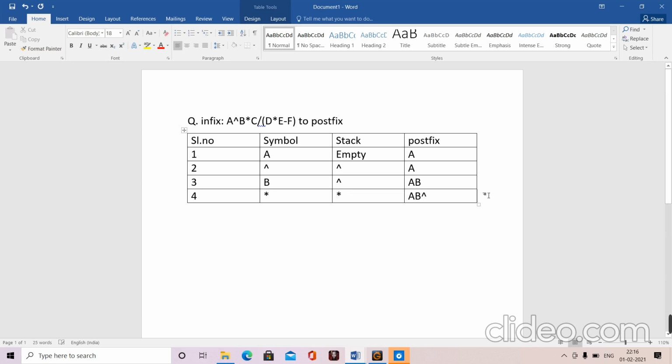Next, in the fifth step, c has arrived. The stack will remain the same, and we just have to add c to the postfix.